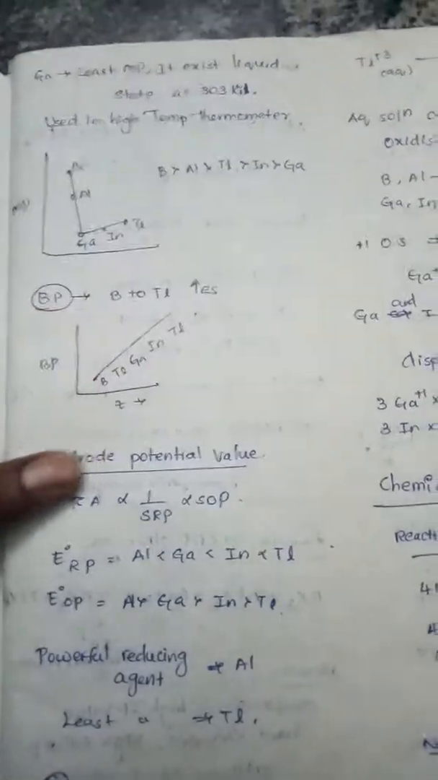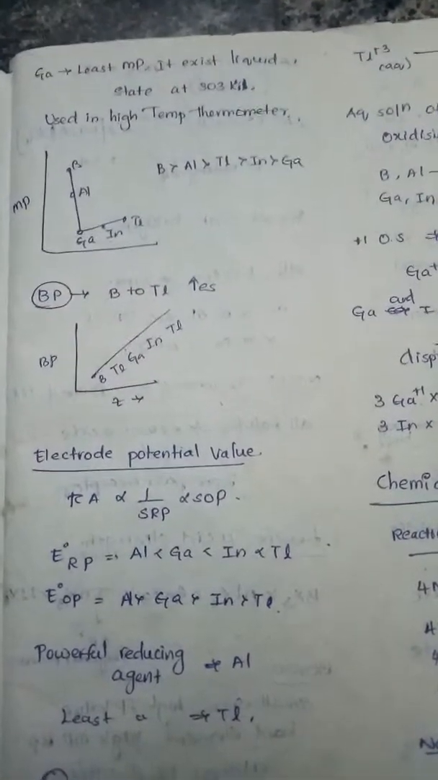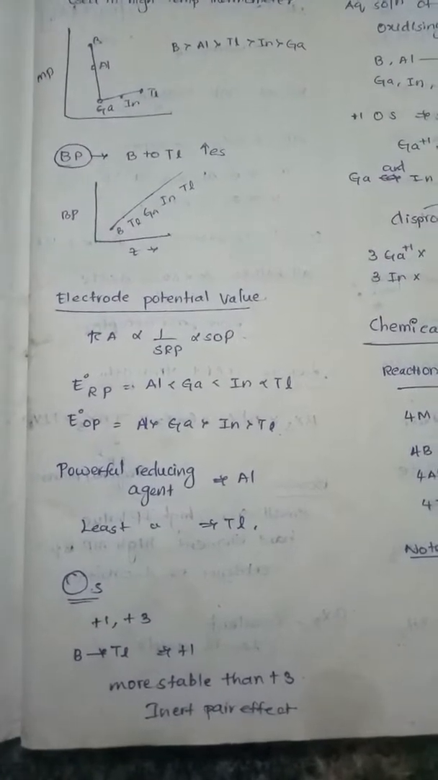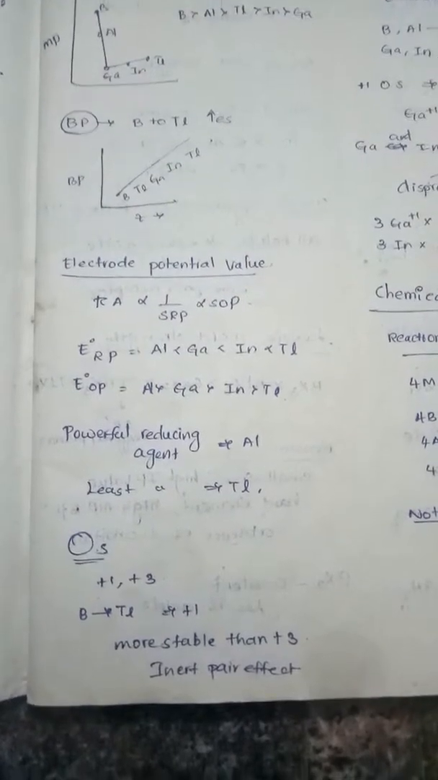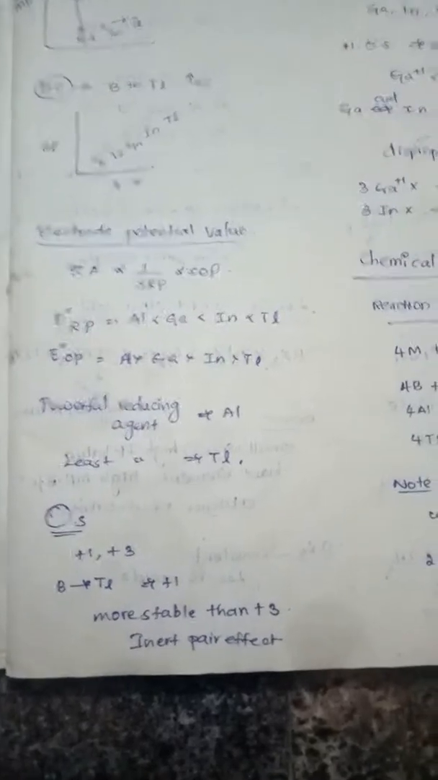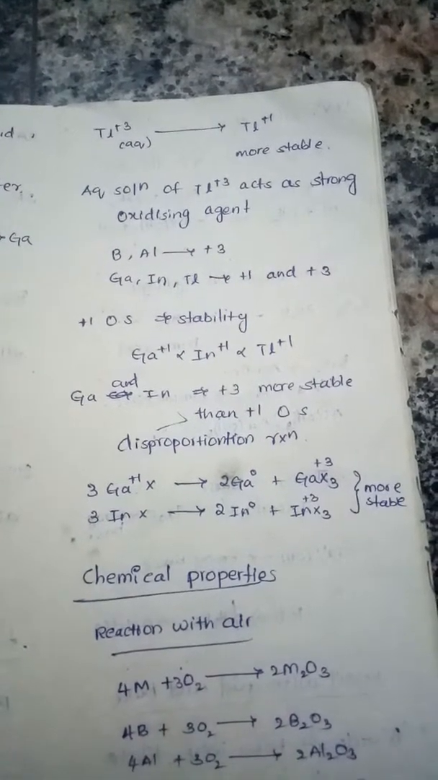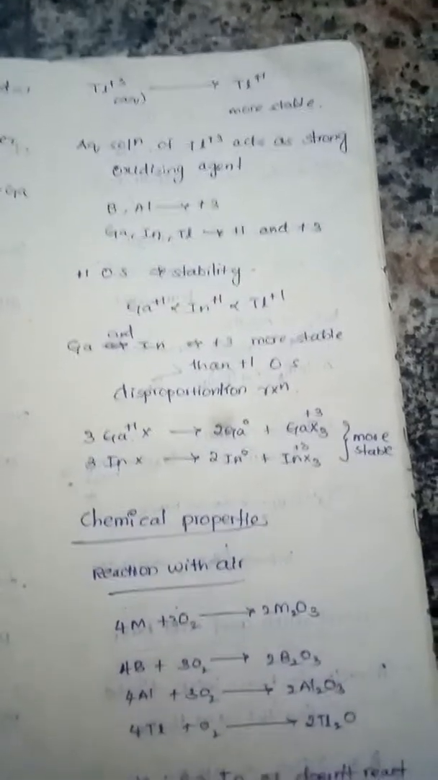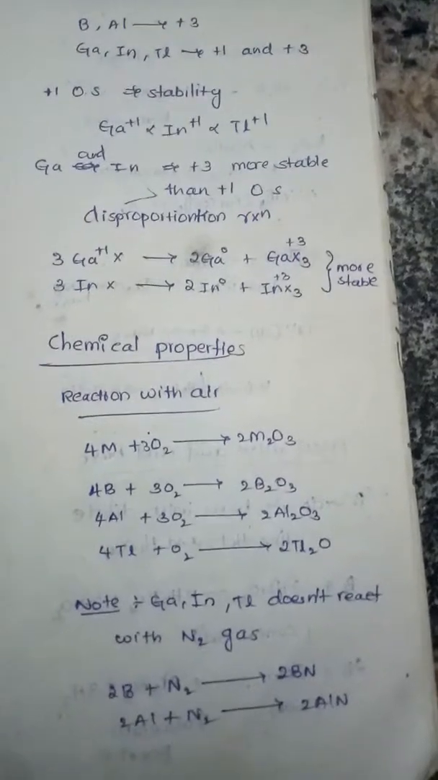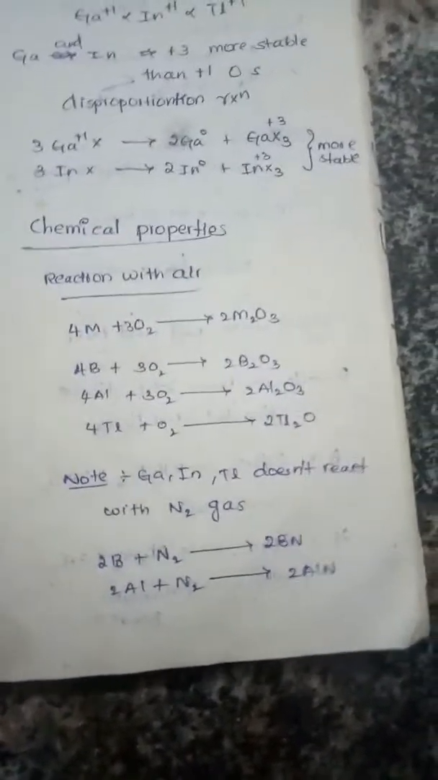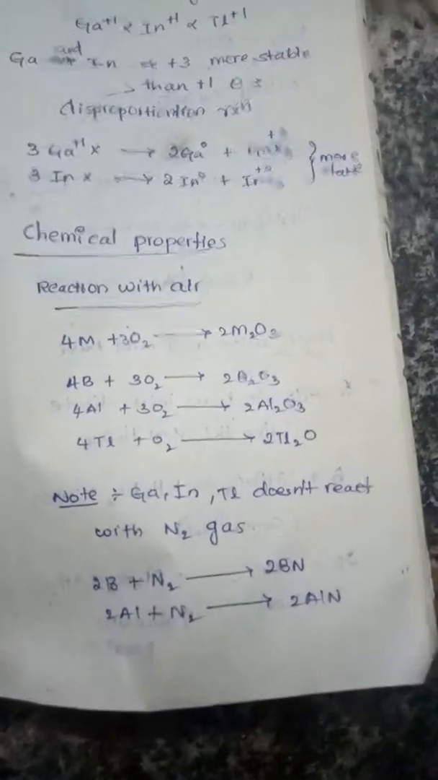This is reducing nature. Next SOP value and EA. The most powerful reducing agent is aluminum, and the least is thallium. Oxidation states are +1 and +3, and thallium occurs. And from here there are chemical properties, reaction with air and nitrogen. Here there are the reactions with nitrogen. Thallium does not react with N2 gas.